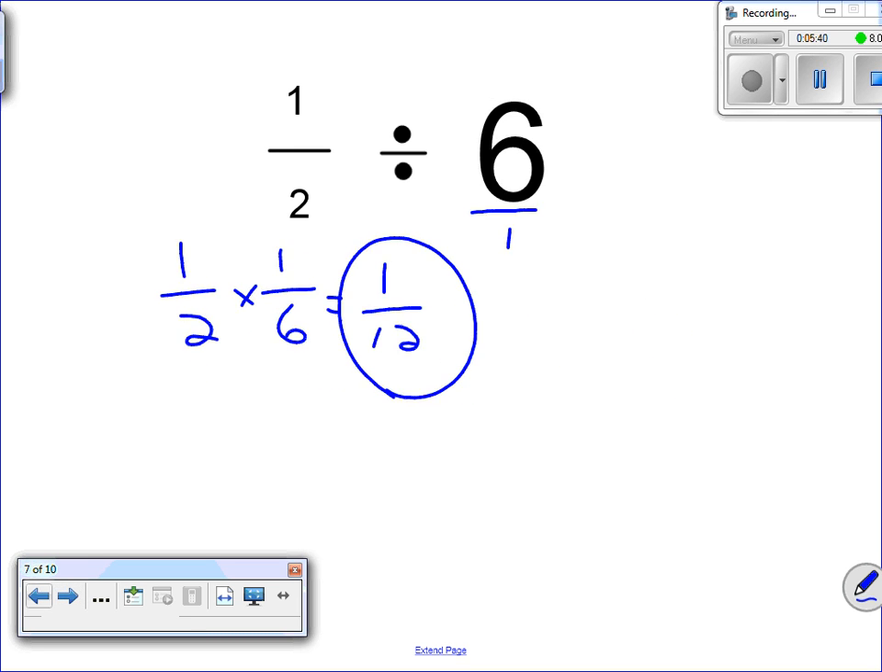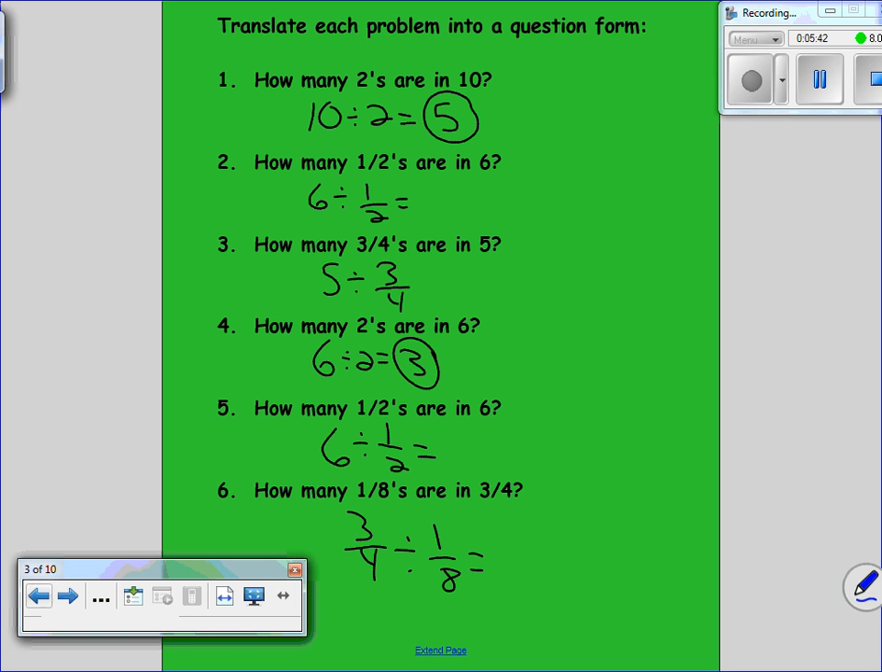Perfect. Let's jump back to the beginning, that green page. Let's see if we can solve these now. So if I rewrite this problem with the reciprocal, it'd be 6/1 times 2/1. So we have 6 divided by half would be 12. Remember, the other problem was half divided by 6. Do you see the difference?